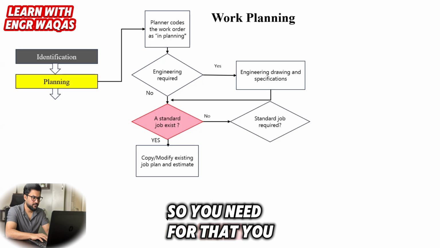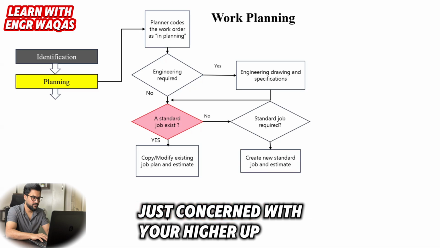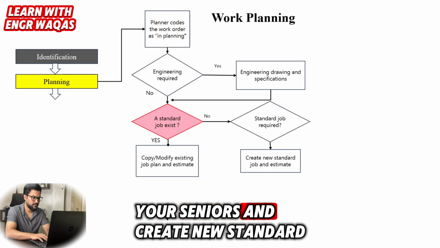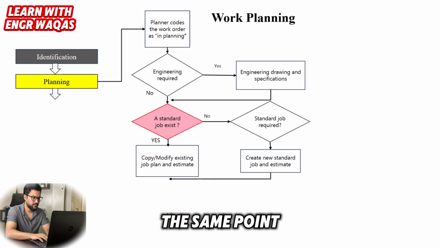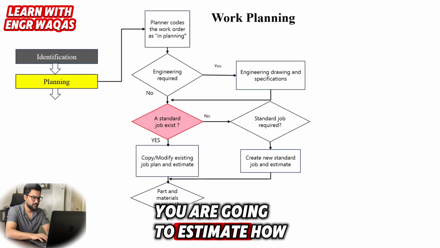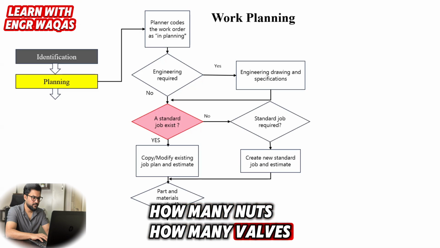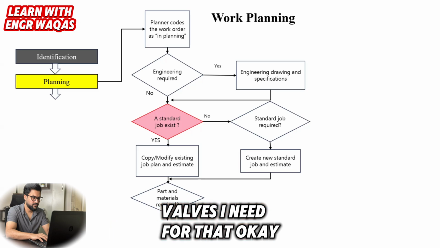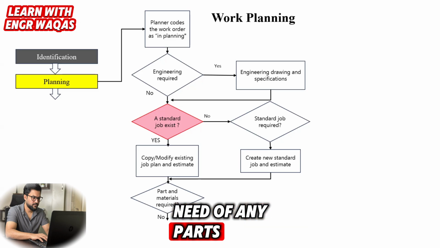So for that, you need to create a new standard. Just consult with your senior management, the people who are job executors and job performers, your seniors, create a new standard job, and estimate as per that. And again, you are coming to the same point: parts and material required. After that, you are going to estimate how many O-rings, seals, gaskets, nuts, valves, piping spools, and whatever instrumentation, needle valves, I need for that. Again, there are two possibilities. No need of any parts.